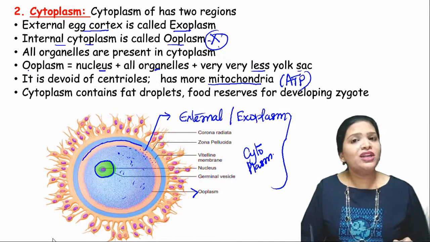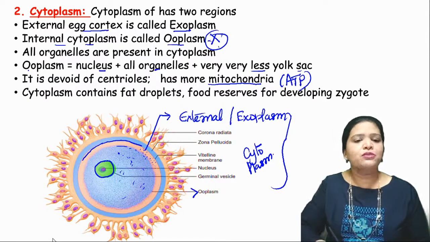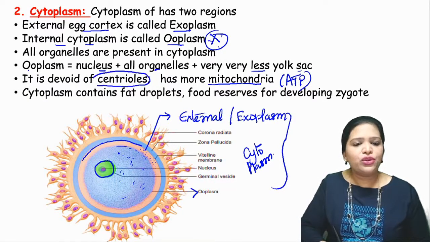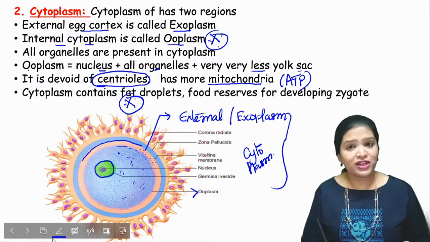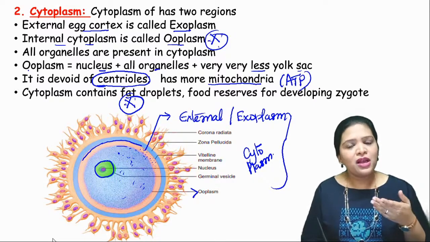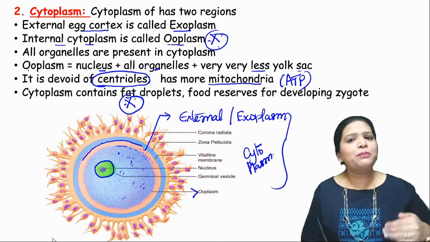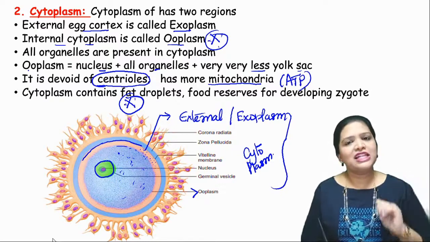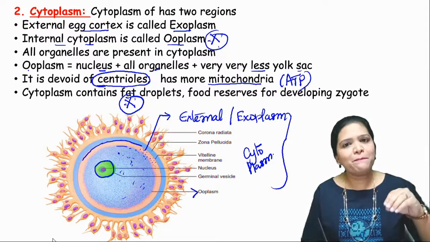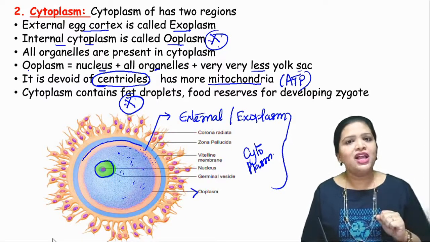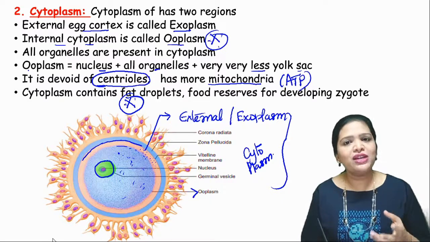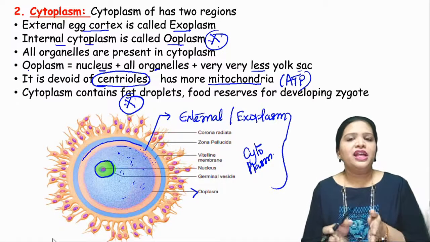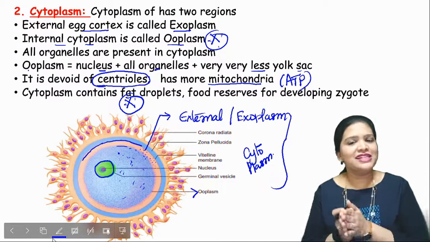But one important thing is absent in this cytoplasm or ooplasm. That is centrioles. Centriole is absent in the cytoplasm of the egg cell. This is very important. Why is centriole absent? Because the centriole will be provided by the incoming sperm. During fertilization, the sperm brings the proximal centriole, right? This centriole is needed to carry out the second meiotic division. Since the centriole is not present, it is stopped in the first meiotic division in the secondary oocyte.